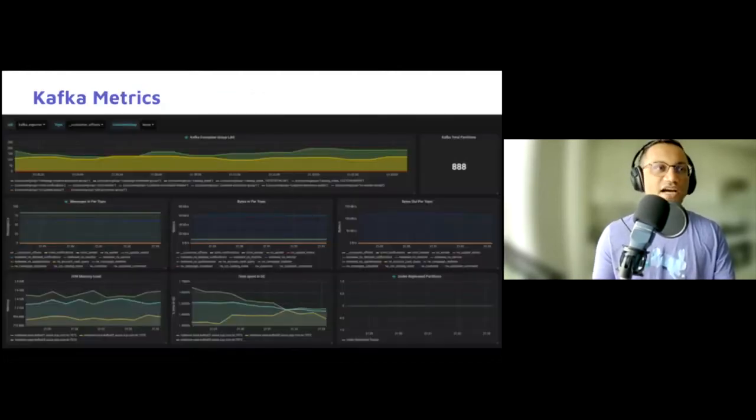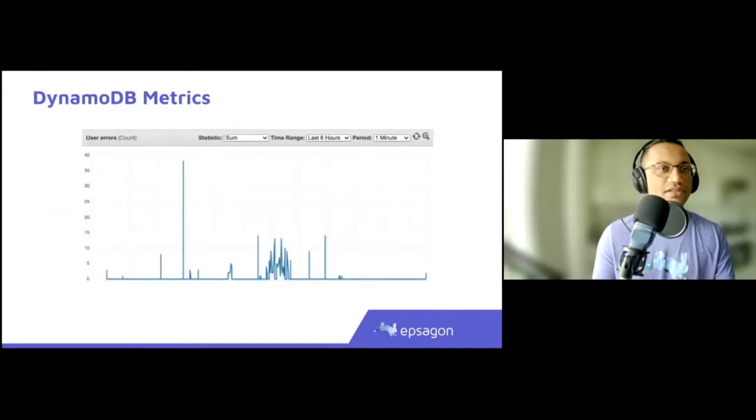Generally, we would start by looking at different dashboards for different microservices. Here is an example of a Kafka metrics dashboard. As you can see here, there are different graphs. All of them seem normal. We don't see any abnormalities. So we would like to move to a different microservice. So let's move to the DynamoDB dashboard. As you can see here, there are spikes, and these spikes are very important because they are the count of user errors. But why do we see these spikes?